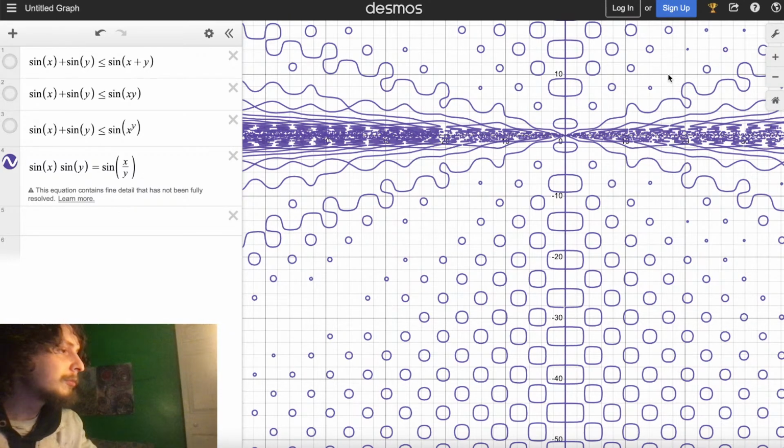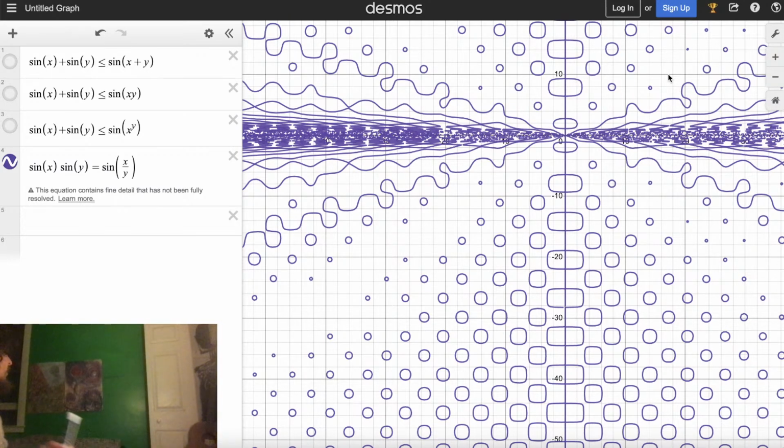So, do you guys see the sine x plus sine y? That one's our last classic. This is so reminiscent of that. I need to write it. Times sine of y. Equals sine x.